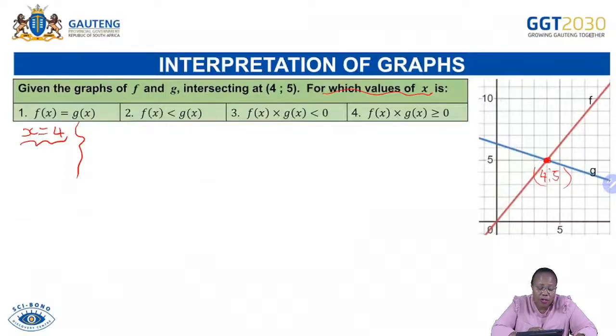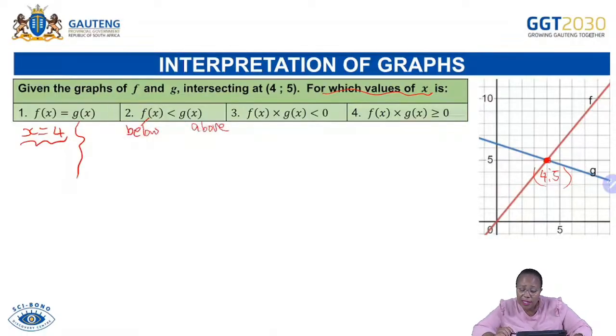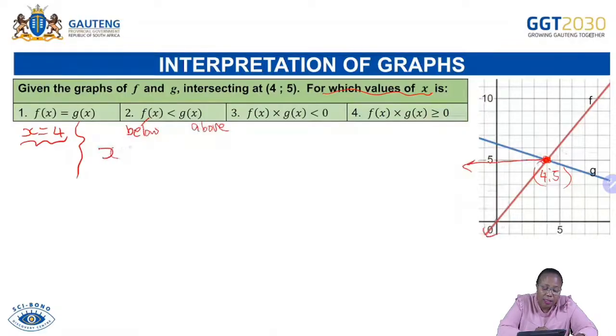That's number one. Number two, we are looking at f less than g. F below, g above. F is the red graph. Where is it below? It is below from this point going left, okay? From this point going in that direction up to infinity, because this graph is also increasing there. It is continuing. So it will be at x less than 4.